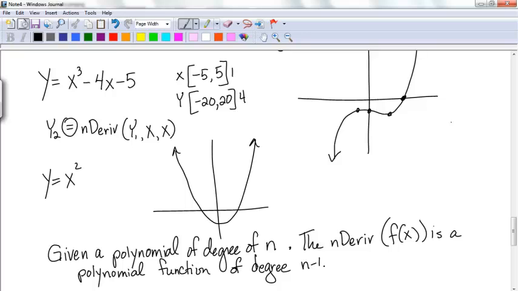Okay? So if the degree is n, the derivative is n minus 1. So if this one was an x cubed, the derivative, and this would actually be the y prime. Okay?